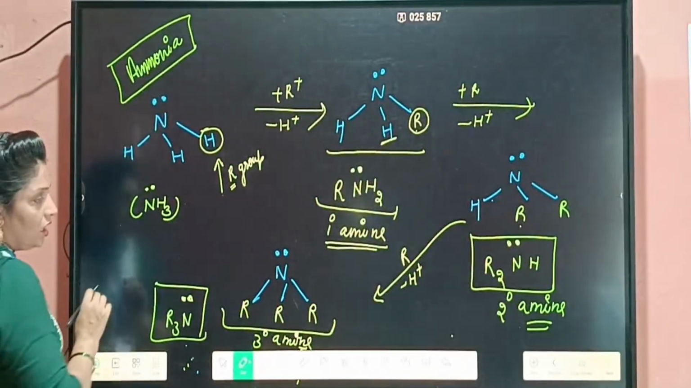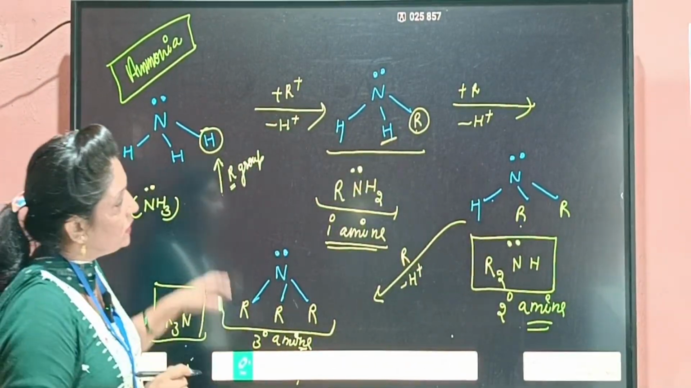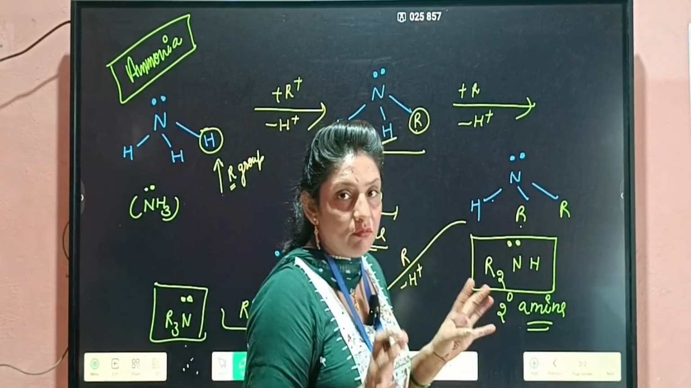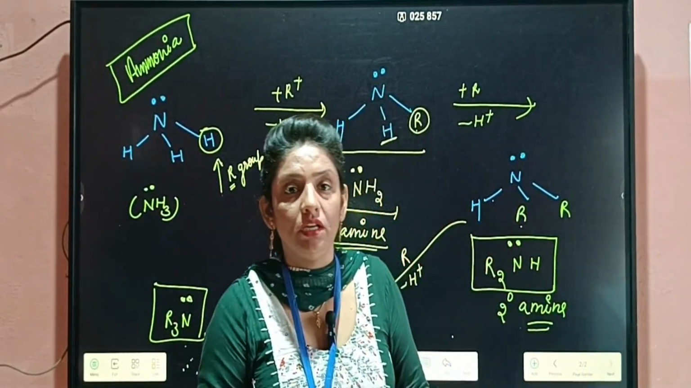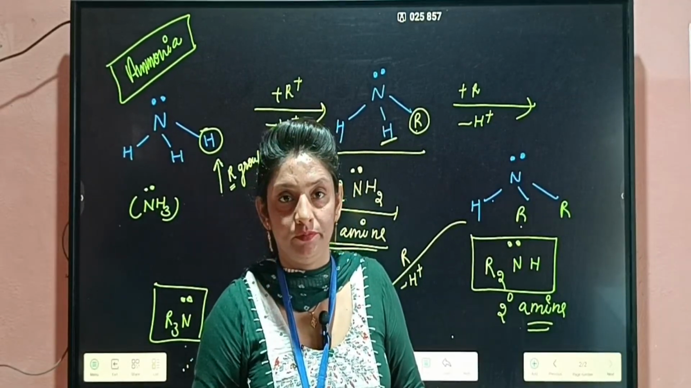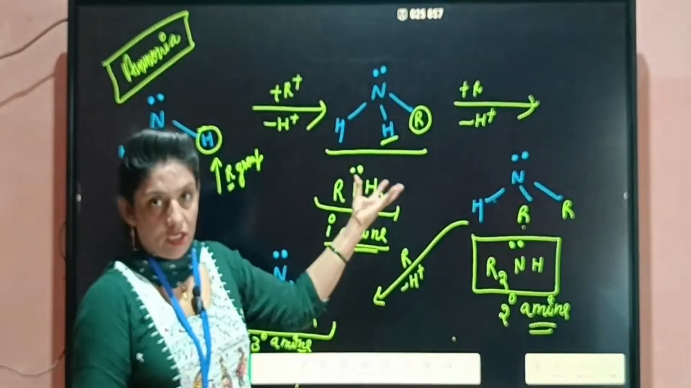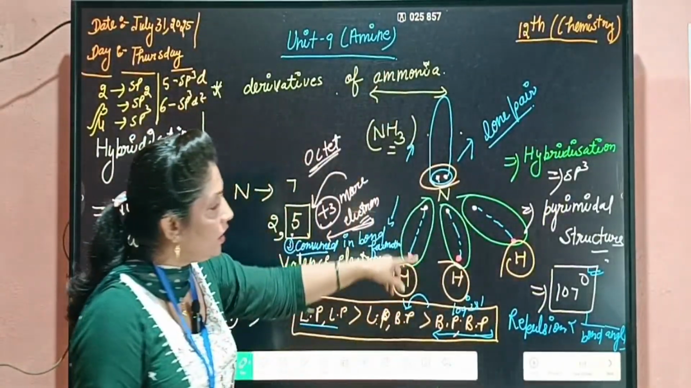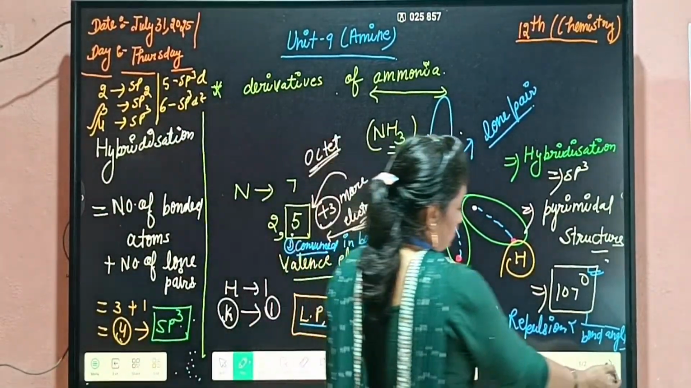So students, this is the amine. What is an amine? Amines are derivatives of ammonia. They may be primary, secondary, tertiary. Sometimes they form quaternary salt also. Clear? Yes. So now we will talk about the structure of amine. Till now you have seen the structure of ammonia. Now we will discuss the structure of amine.